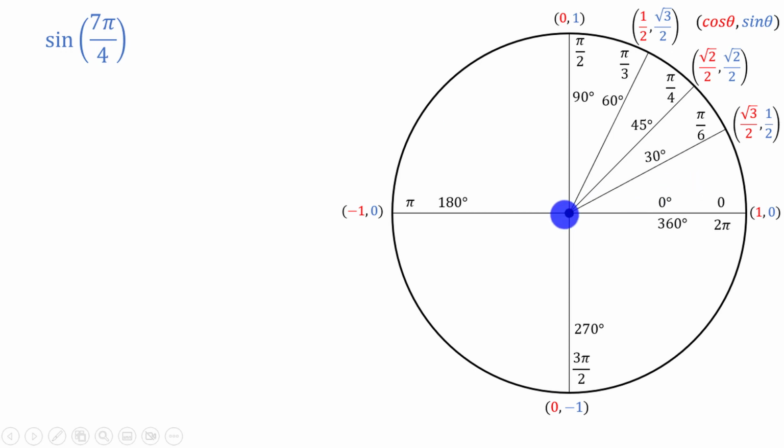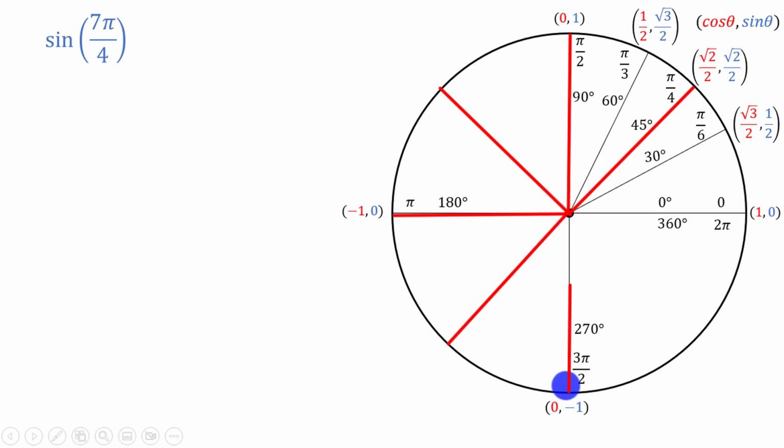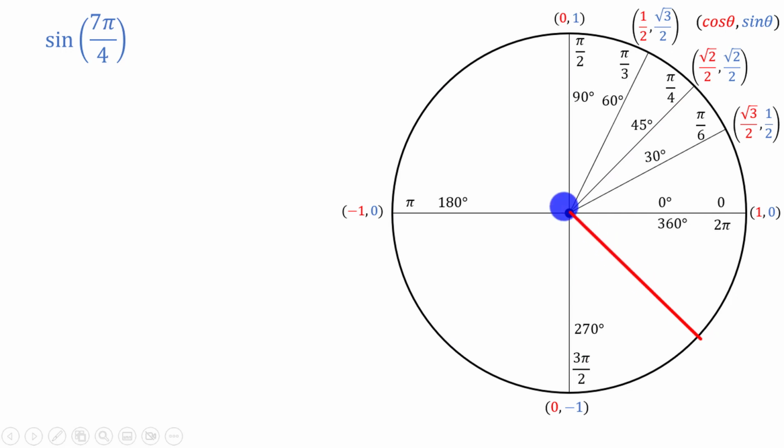Okay, so pi over 4 is right here. This would be 2 pi over 4, or pi over 2 if we reduced. This would be 3 pi over 4. This would be 4 pi over 4, or just pi. This would be 5 pi over 4. This would be 6 pi over 4, and this would be 7 pi over 4 right here. So this is 7 pi over 4, our angle here.